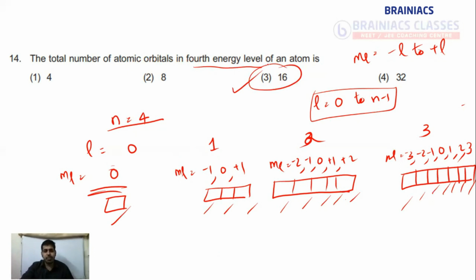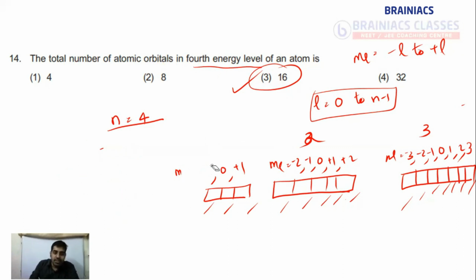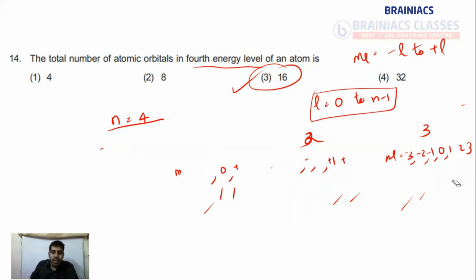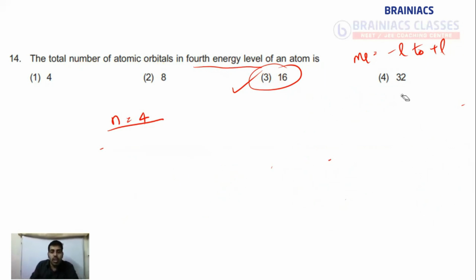But the problem is, it is a very complicated method, right? So I'm going to tell you an easy method to calculate the number of atomic orbitals in a fixed energy level. You can use this method to calculate the number of orbitals in a particular energy level, but it's complicated.